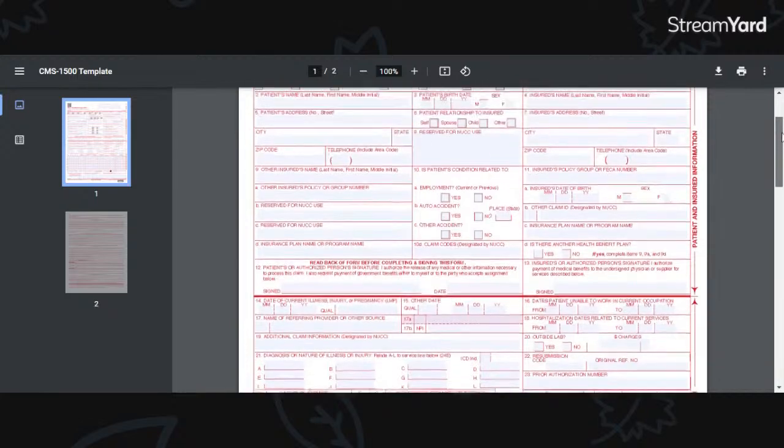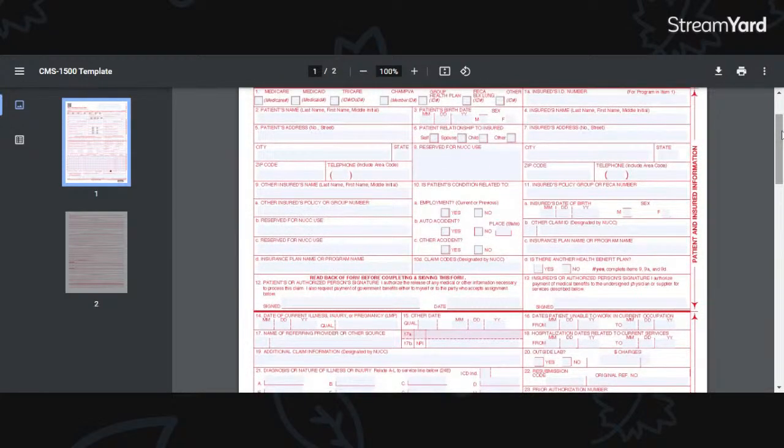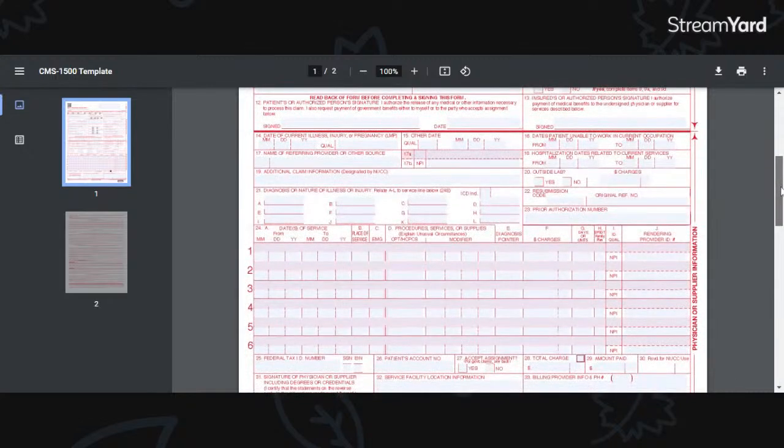So once the provider gives us that encounter form, all of this information for the patient, demographic information, insurance information, we'll fill all that out. And then the codes that the provider has indicated will transfer here.